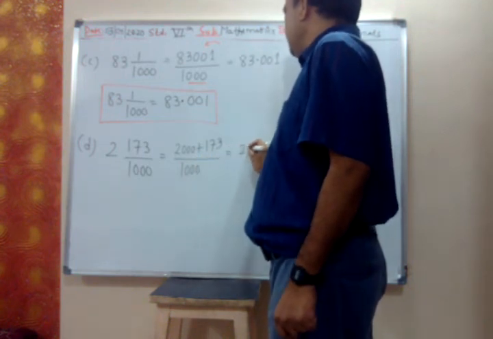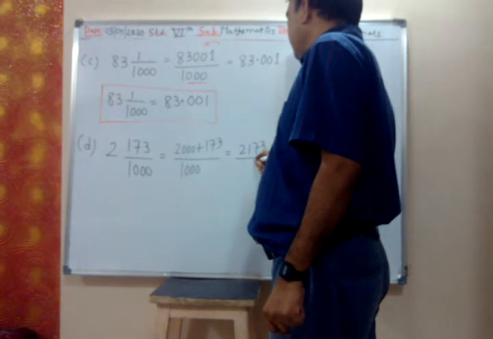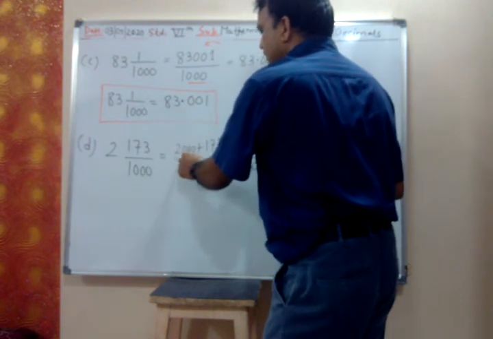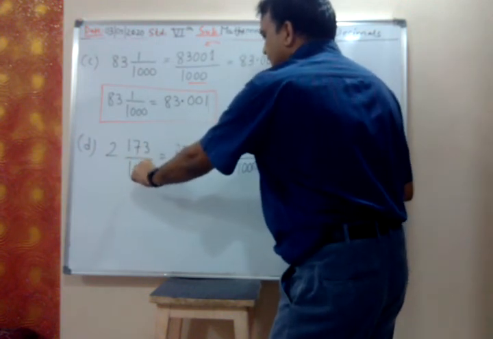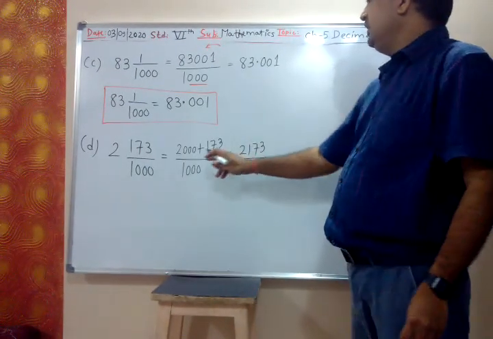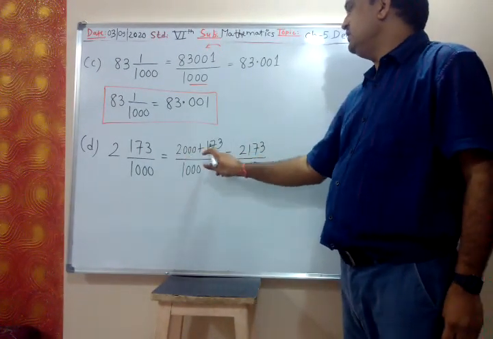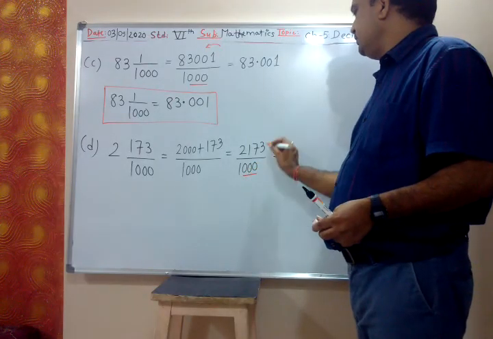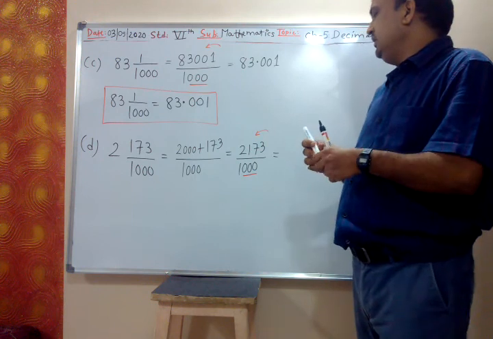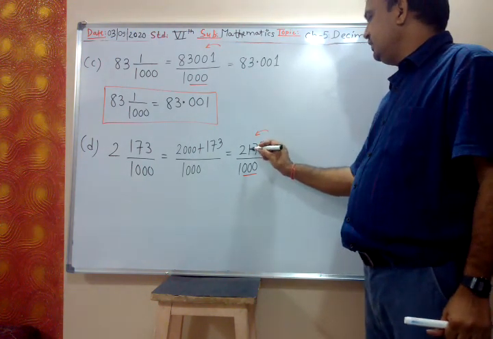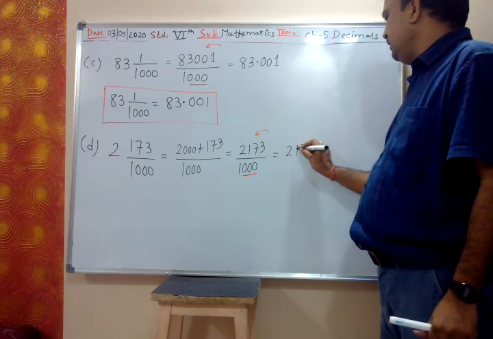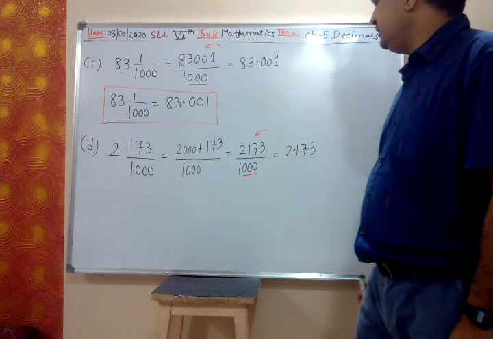So that is 2173 upon 1000. You getting? 1000 into 2, 2000 plus 173 upon 1000. So that will be 2000 plus 173, 2173 upon 1000. Now let us see. In denominator there are 3 zeros. So we start from right and put the decimal after 3 digits. 1, 2, 3, put the point. That is 2.173.